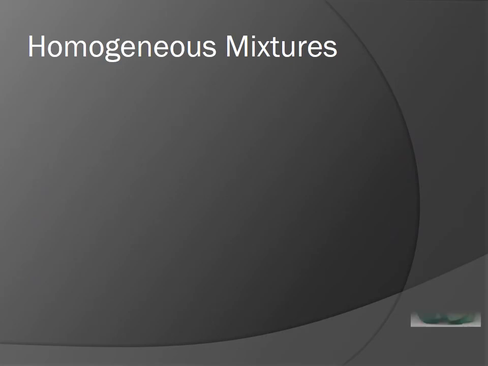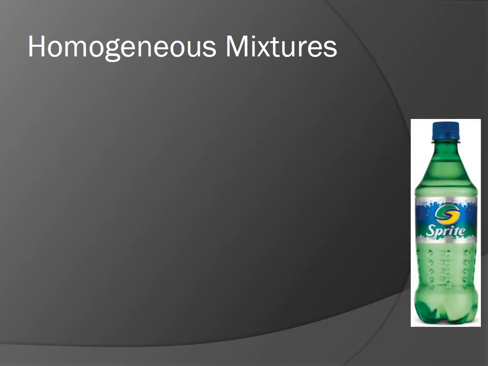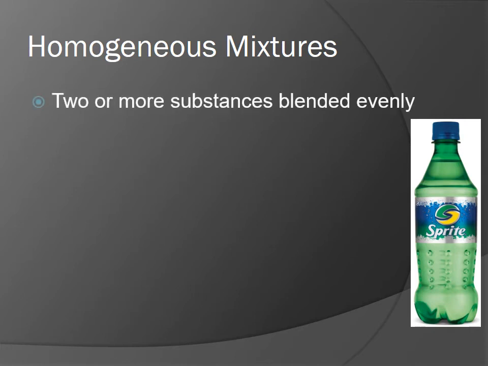Homogeneous mixtures would be something like a bottle of Sprite, where it's a physical mixture where the sugar and the flavoring that go into Sprite that make it Sprite are all in there, and you can taste them. However, you cannot see them. And so this is where two or more substances are blended so evenly that you actually cannot tell that they are a mixture without further testing.